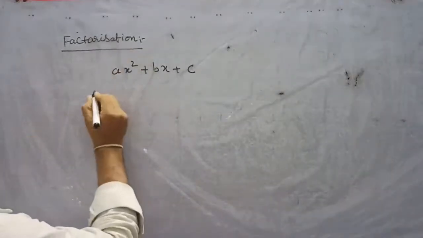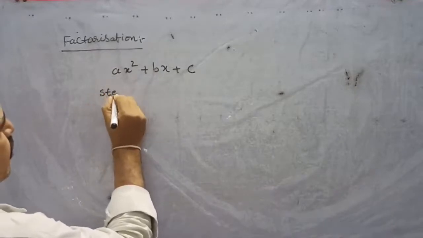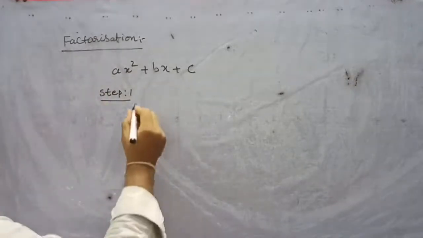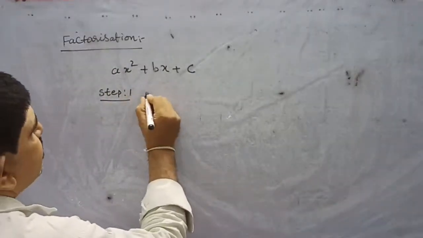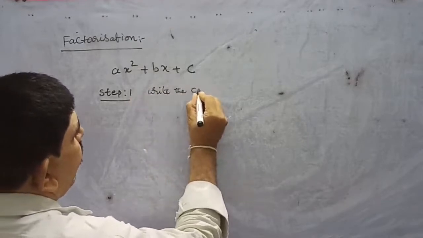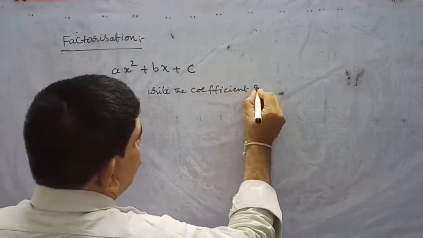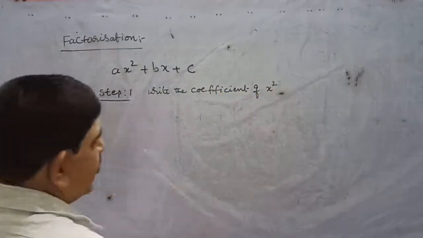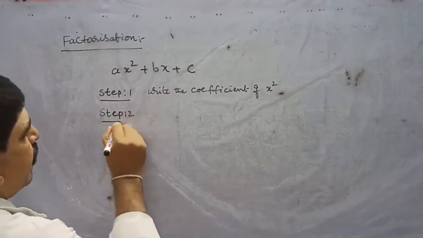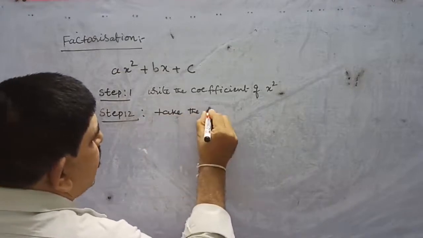Okay. So the first rule is step 1. Write the quotient of x square. Next, step 2. Take the constant.